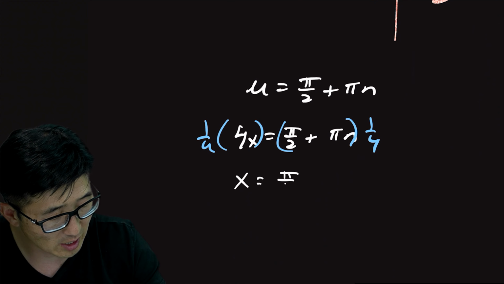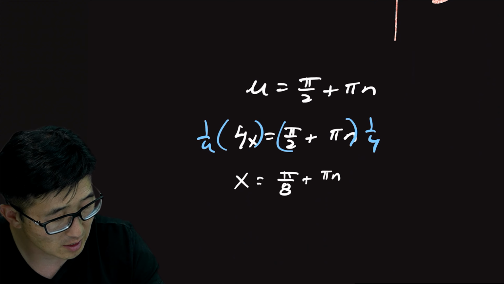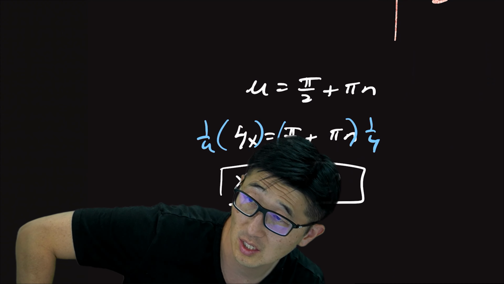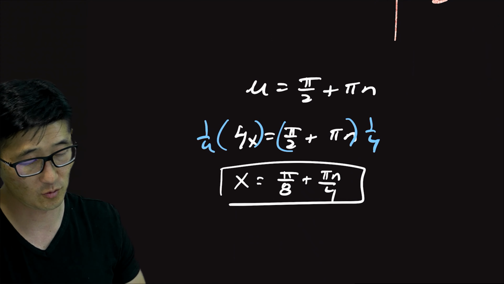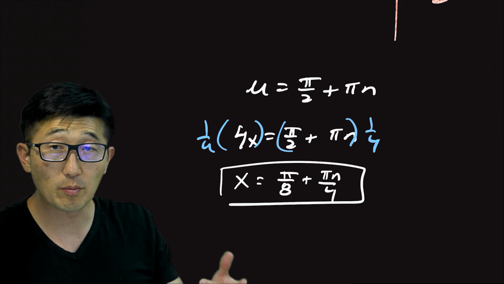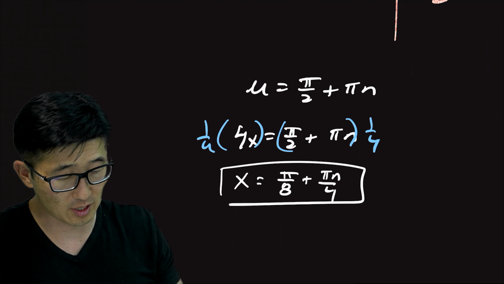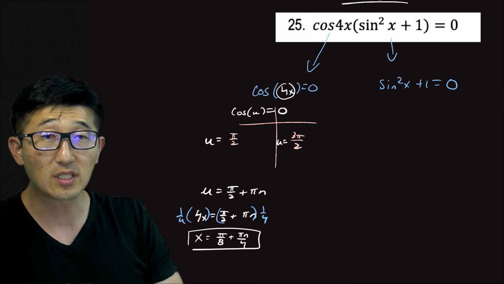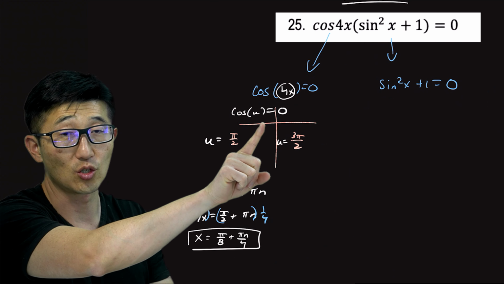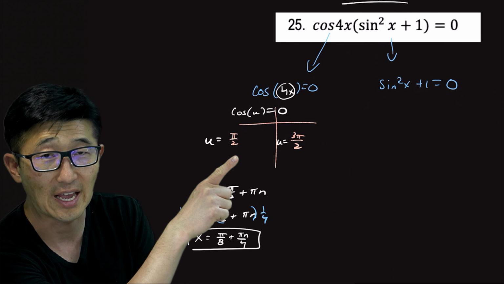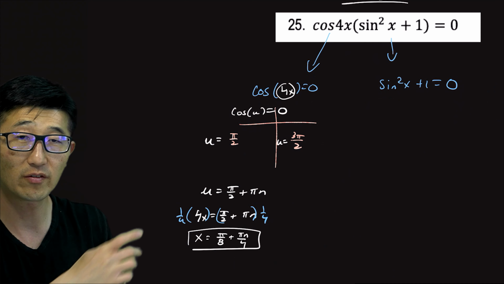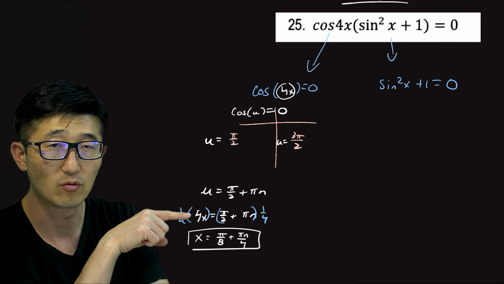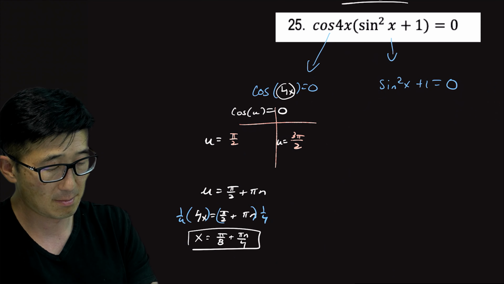This would be pi over 8 plus pi n over 4. Yes, pi over 8 plus pi n over 4. This one you might have to review again to get the idea. Basically, just treat the 4x like a letter, like a u, and we're just looking for the angle for that parentheses. Whatever angle you find, set that equal to u, and then replace u back with the original representation of 4x.